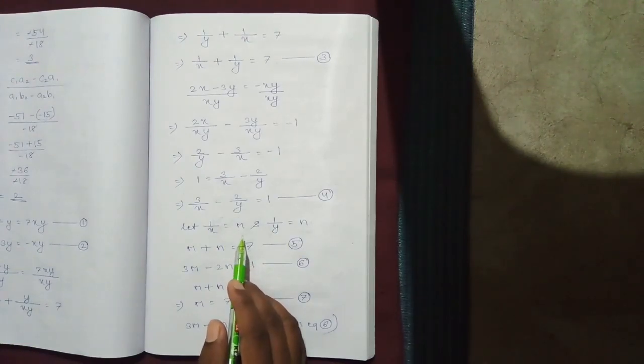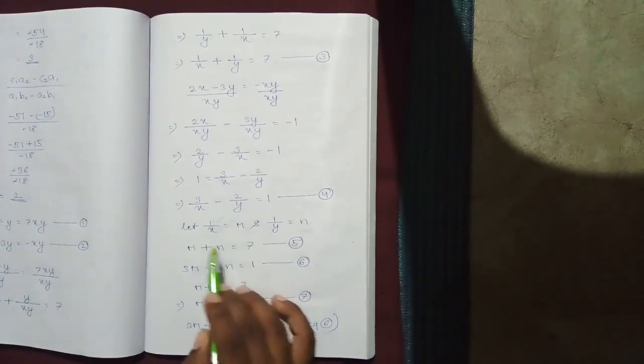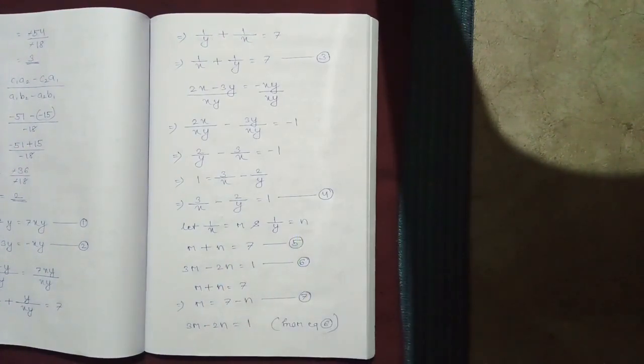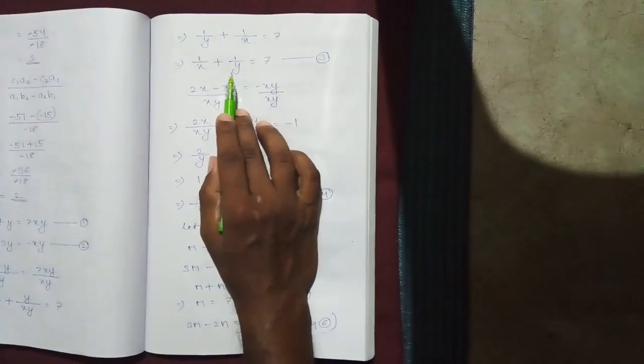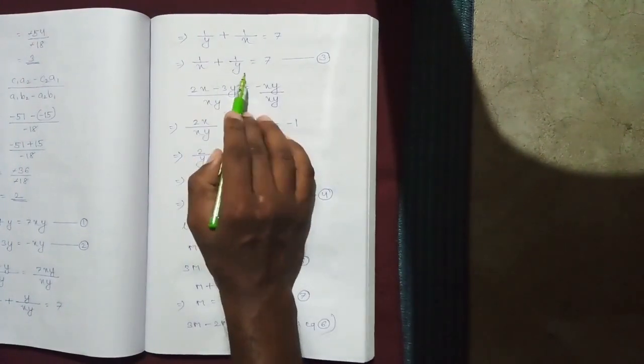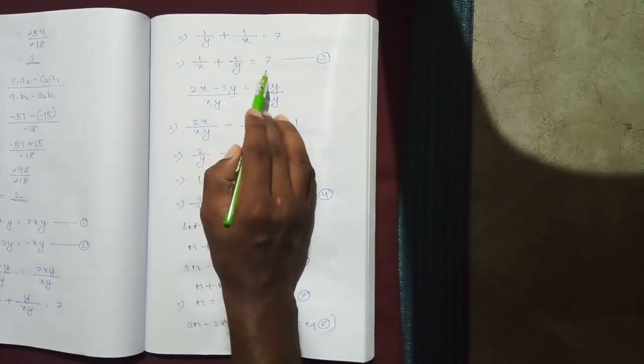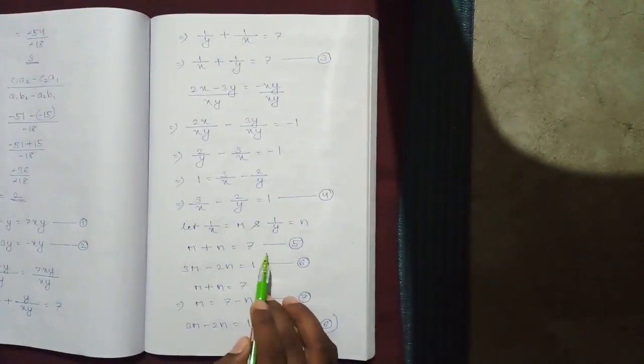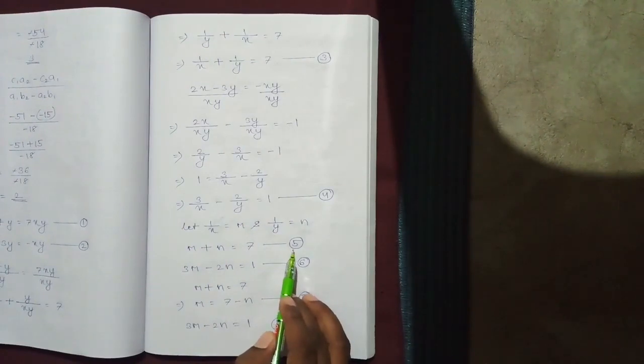So let us substitute, let us take some other variables. Let 1 by x is equal to m and 1 by y is equal to n. So this equation 3 will change. This will become m, this will become n. m plus n is equal to 7. As you can see, m plus n is equal to 7. Let it be equation 5. After getting 5, forget equation 3.